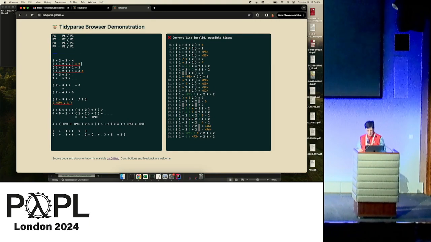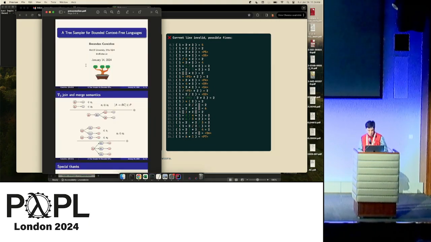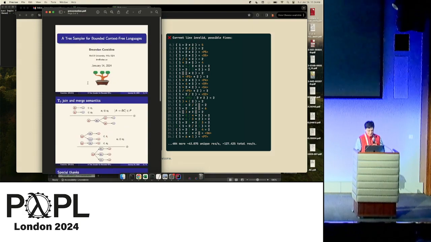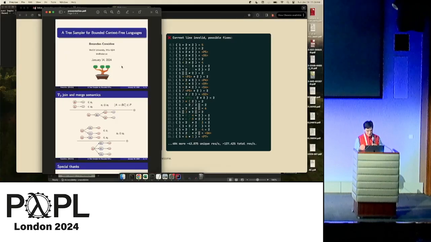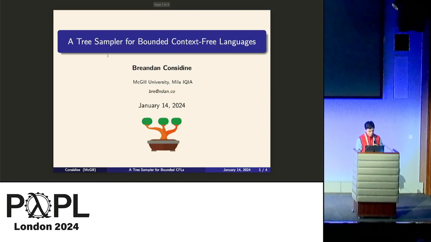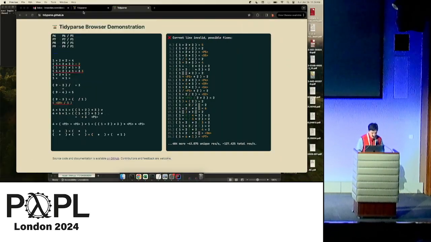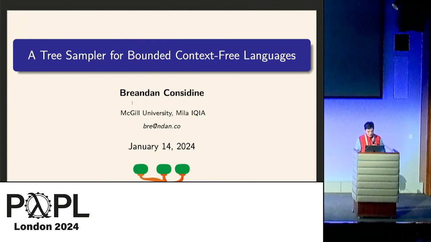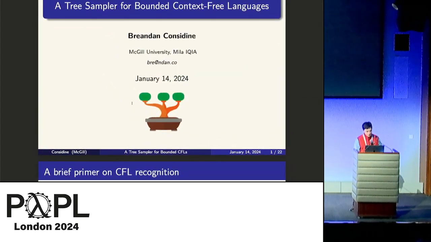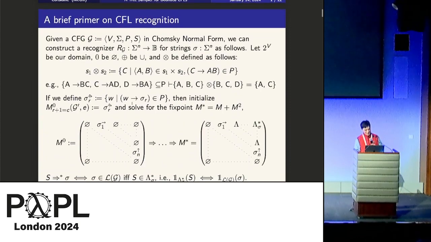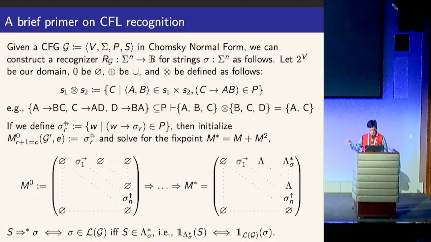I don't want to talk about the tool too much because it led to some interesting theory that helped me understand. So what I'll try to do is give the salient insights that I got from working on this tool. So just briefly, how does syntax repair relate to context-free languages?